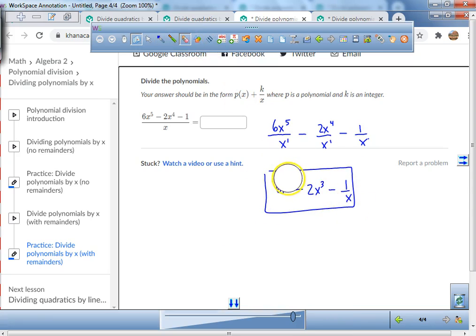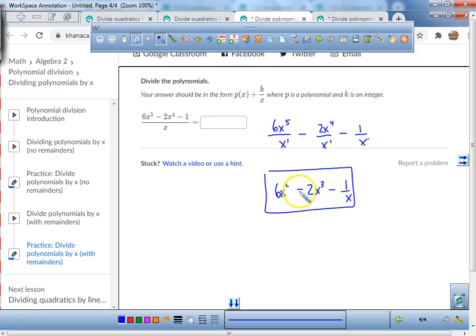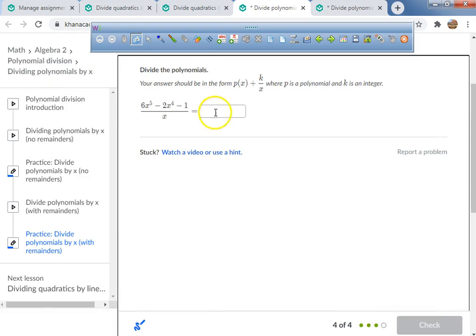It's not a very good 4. I'll rewrite it nicer and neater. Here we go. 6x to the power of, come on, man, you can write a better 4 than that. There we go. So that's my answer that I'm going to put. That's the form that it wants me to put it in. So here we go.